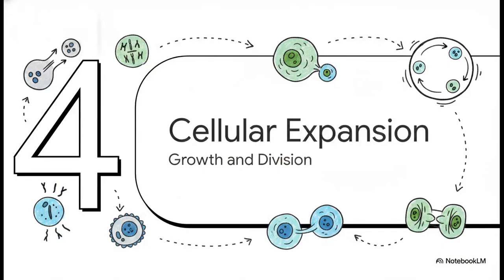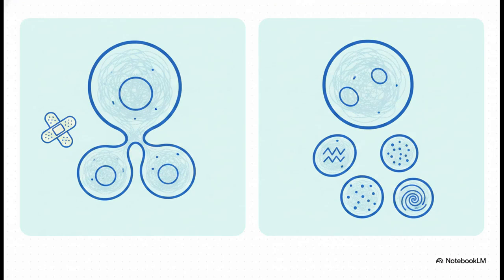Section 4. Expansion. How cells grow and divide. We know how they're built, we know how they survive, but how do they expand? There are two main strategies for reproduction here. Every single day, hundreds of billions of cells in your body are replaced through a process called mitosis. This is just routine maintenance, creating two perfectly identical copies to heal a cut or grow a fingernail.